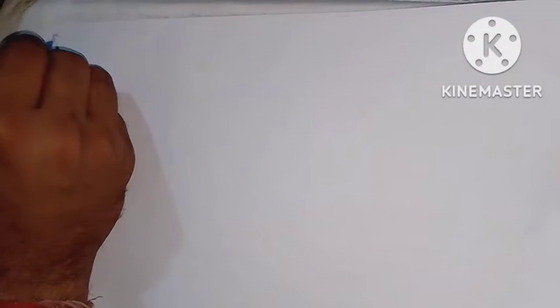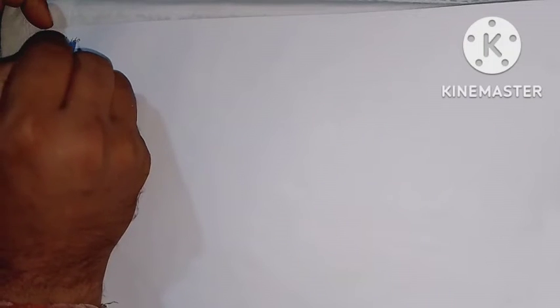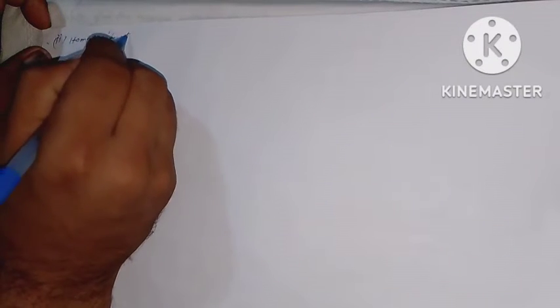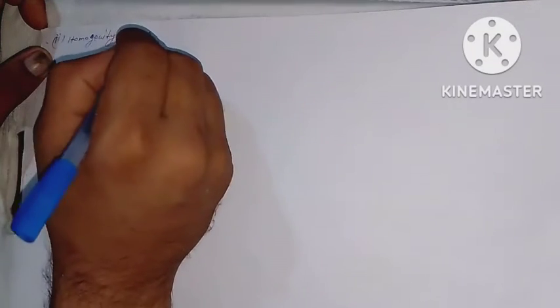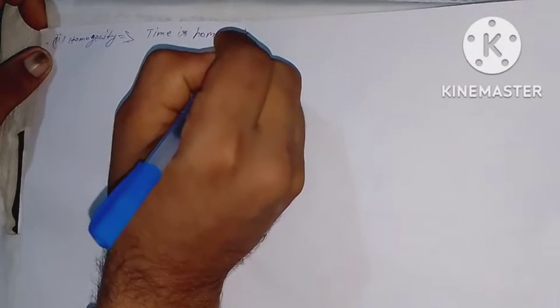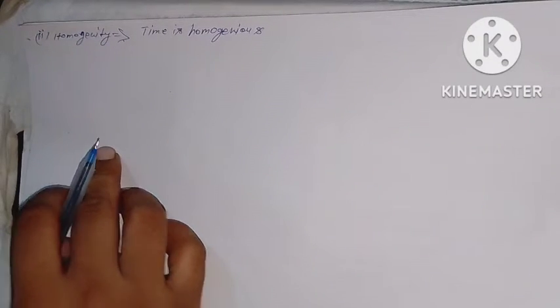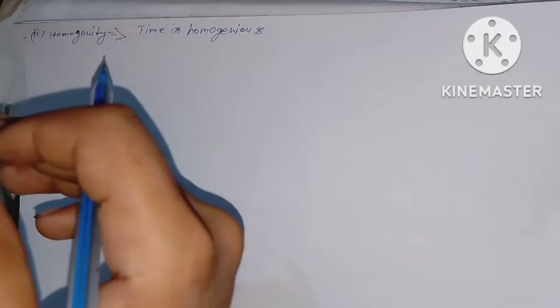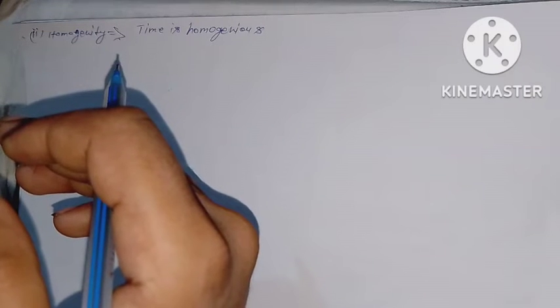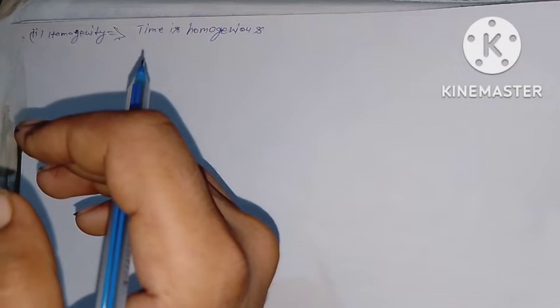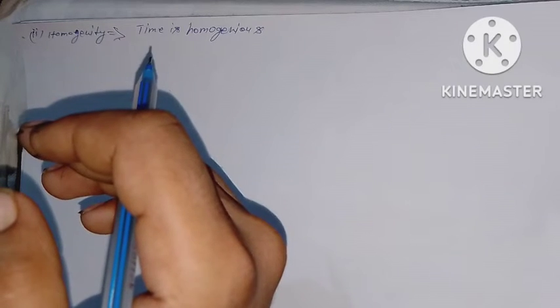Next is homogeneity. Second point, homogeneity. Time is homogeneous because it flows uniformly. The results of an experiment do not change when we change the time of an experiment. In other words, the result of an experiment is independent of the change in the origin of time. This property is known as homogeneity of time.